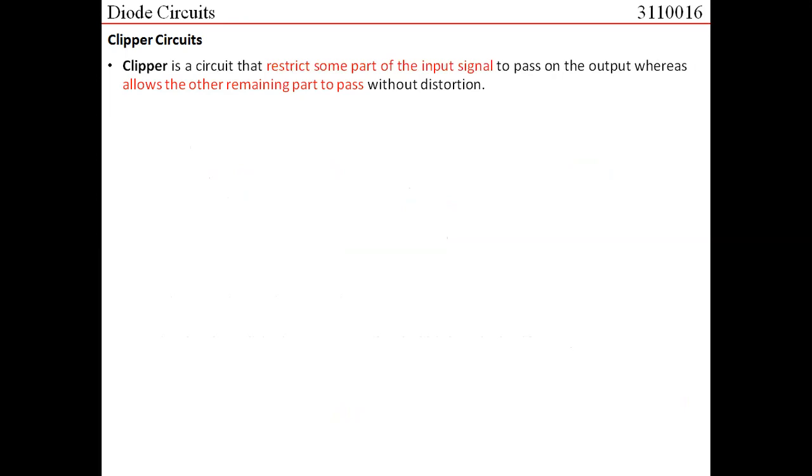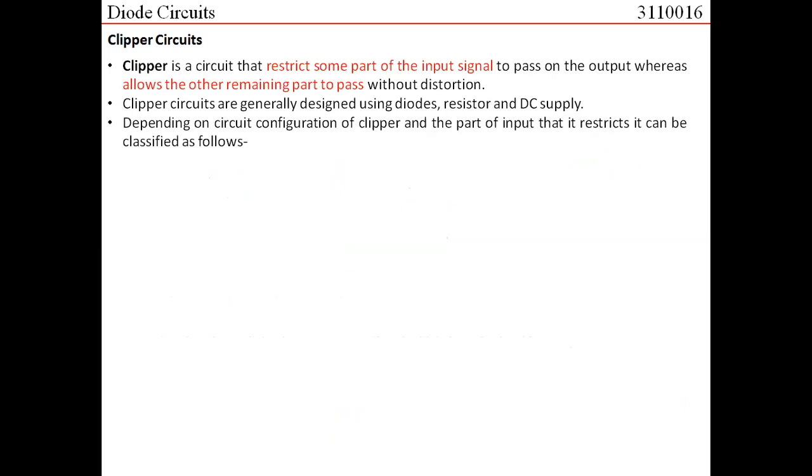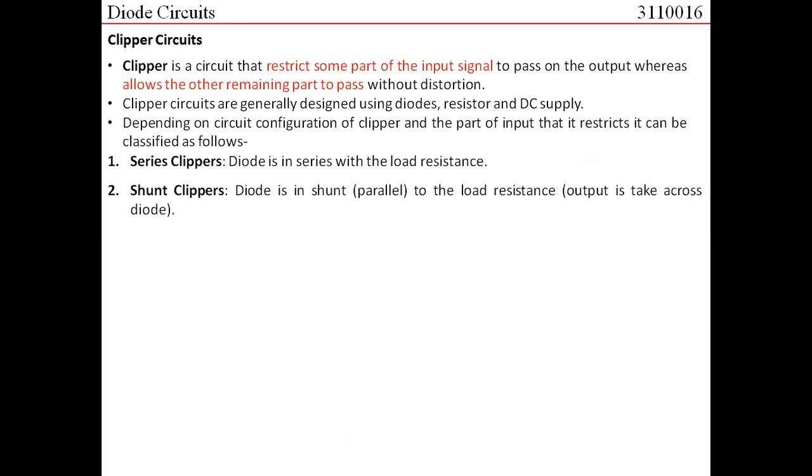Clippers are examples of diode-based circuits. Clippers primarily consist of diodes, resistors, and DC supply. Now, depending upon how different components are connected in a circuit and which part of the input is restricted on the output side, clipper circuits can be classified in a number of ways. For example, we can have a series clipper where the diode would be in series with the load resistance. Similarly, we can have a shunt clipper where the diode would be in parallel to the load resistance. It means that the output would be taken across the diode.